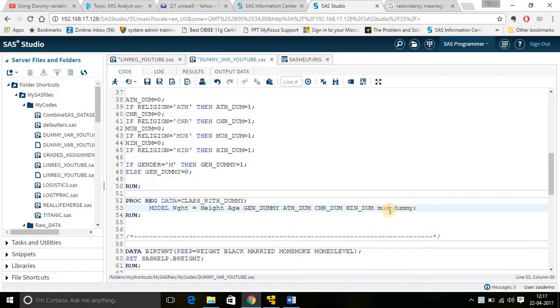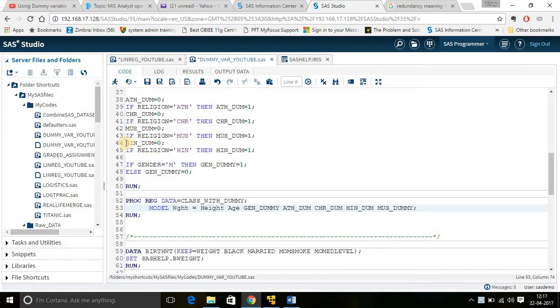So we need not add this dummy, but I'm just adding it to show you how it affects the results. So I have added an extra dummy. I have created 4 dummies by choice. I need not create 4. I could only create 3 dummies. But I had created it by choice just to show you the results.